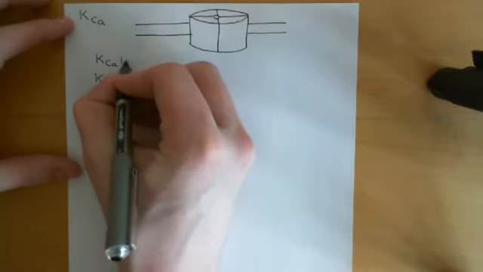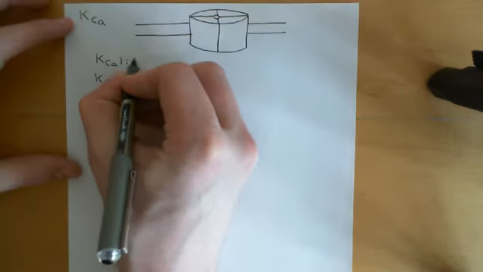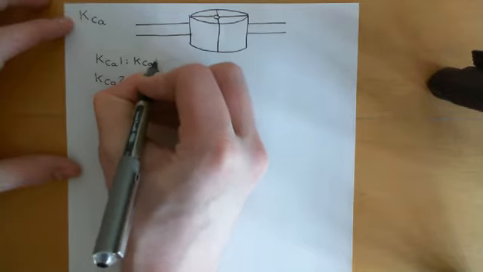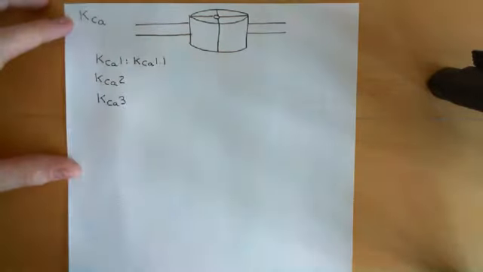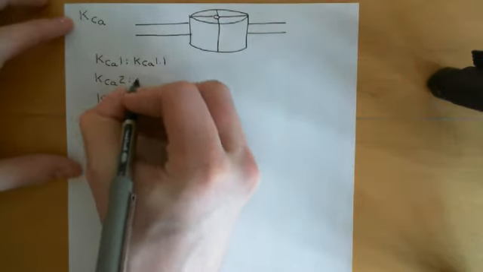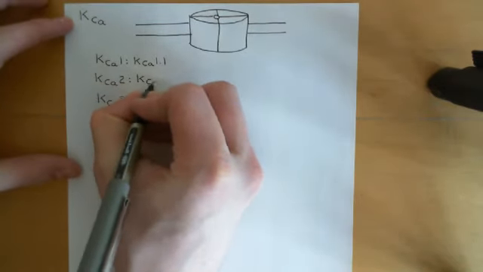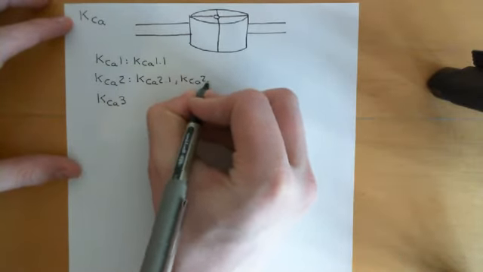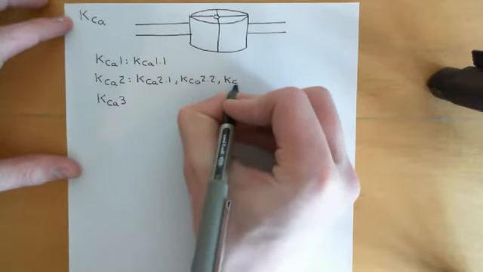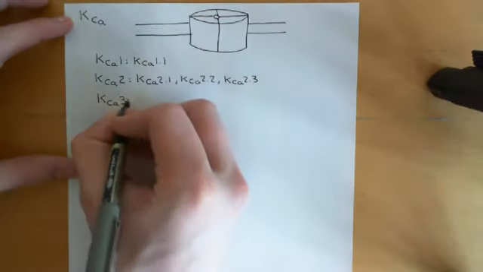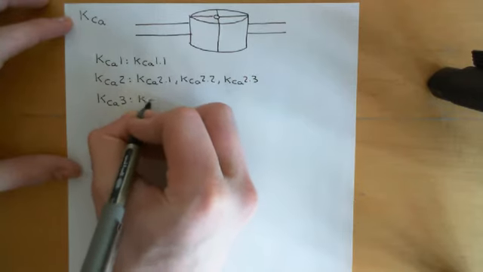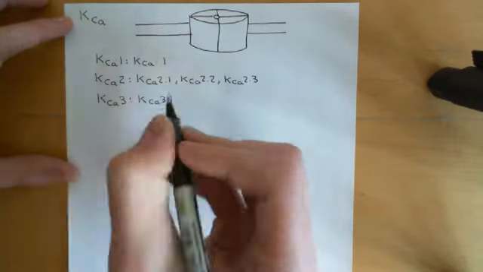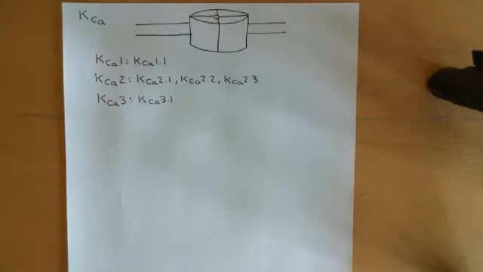Now, let me tell you about the members of these families. The KCA1 family only has one member, which is KCA 1.1. The KCA2 family has three members, which are KCA 2.1, KCA 2.2, and KCA 2.3. And finally KCA3 again only has one member, which is KCA 3.1. Now these then are the subunits which make up the mainstream calcium-activated potassium channels.